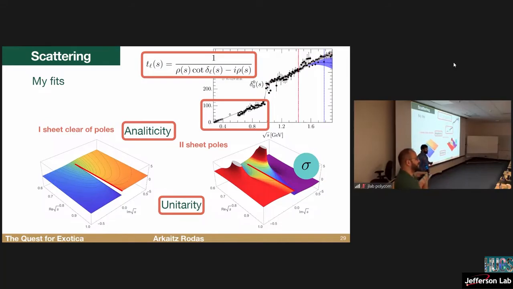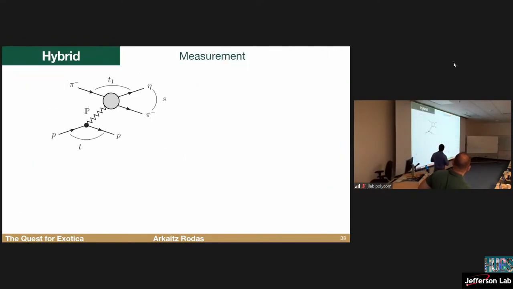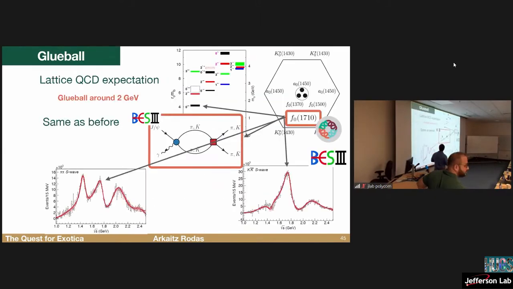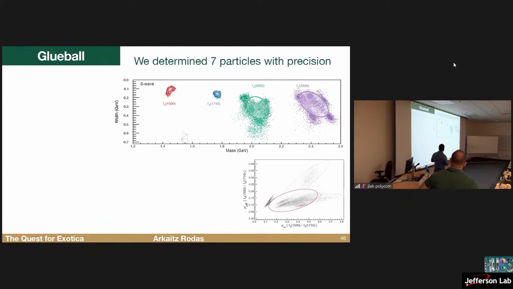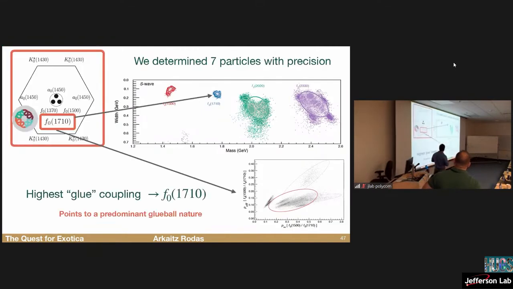More questions, guys? I think for your last slide, the other one, yes, that one. You mentioned, you can see on the plot there the f0(1370). Why is that not showing up in this? Interesting. Yes, that's a good point.